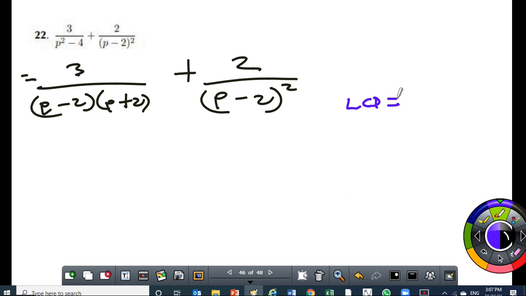So in my denominator, I'm supposed to have that p minus 2. Then I've got this p plus 2. It's not here in that denominator, which means I have to include it in the LCD because it's part of the denominator of the first fraction. So my LCD will be p plus 2 times p minus 2 all squared.